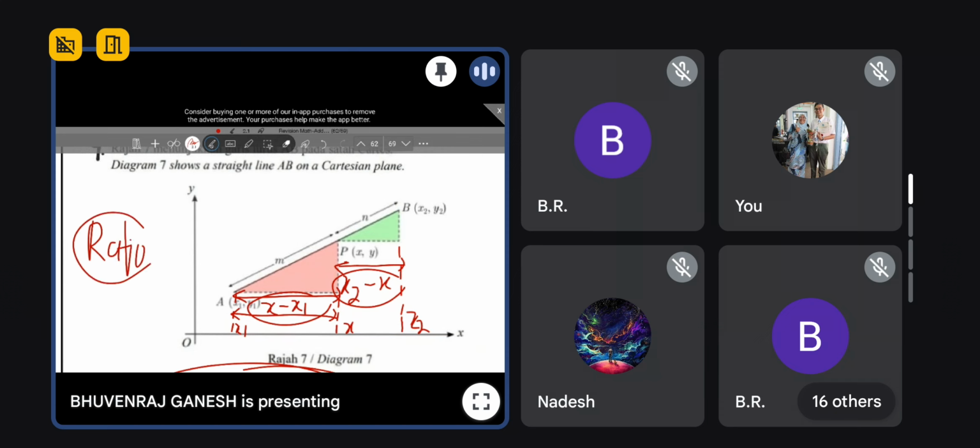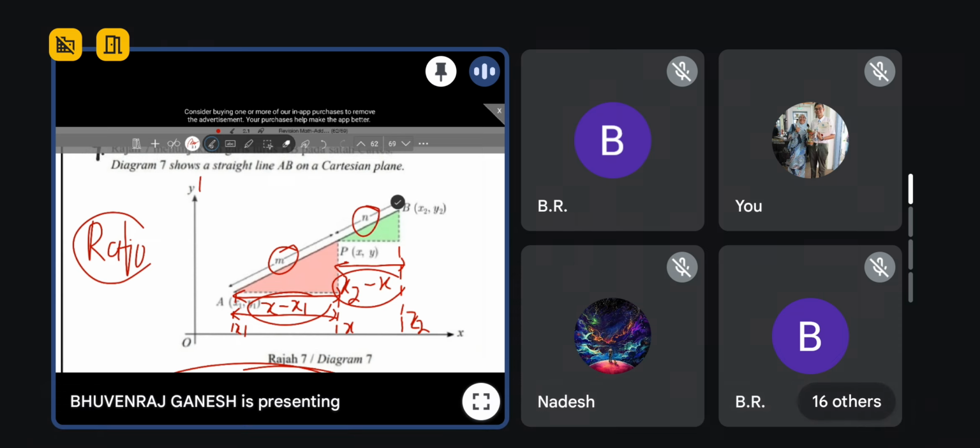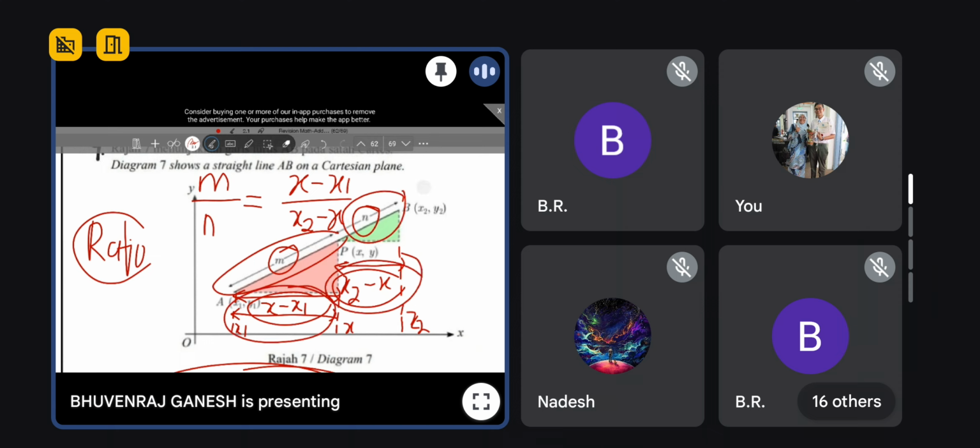Okay, so what is the ratio here? The ratio we are going to compare is the M and N. So guys, you see this. M over N, it will be equal to X minus X1 over X2 minus X. Do you get this concept, guys? Because M, I compare with this length. And N, saya banding dengan panjang yang ni. Do you get it? So this is how I form this equation.